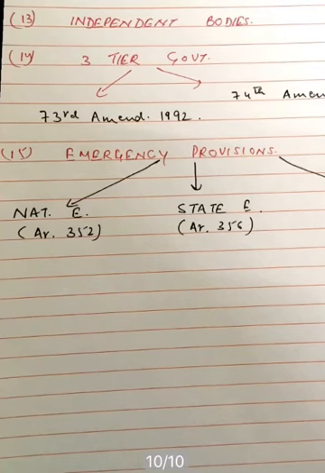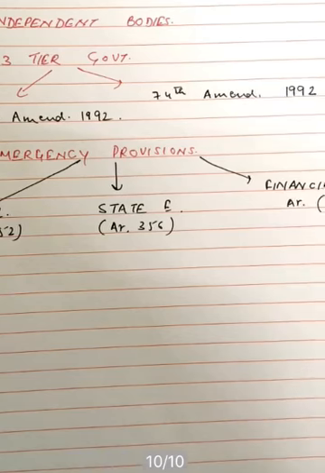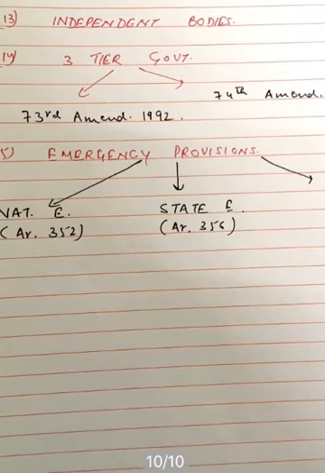And in the next point we have three-tier government, which you could understand by the 73rd and 74th Constitutional Amendment Acts of 1992, which provide for rural governments and urban local governments under Part 9 and Part 9A of the Indian Constitution, listed in Schedule 12 of the Constitution.